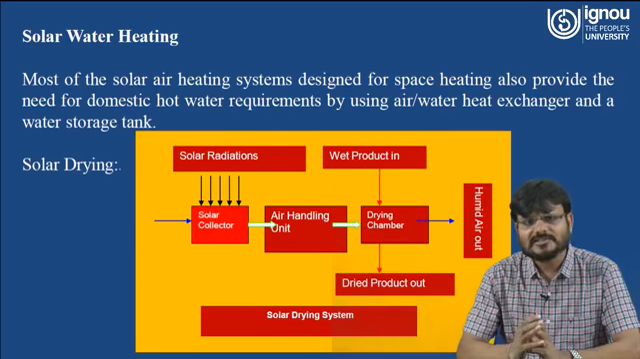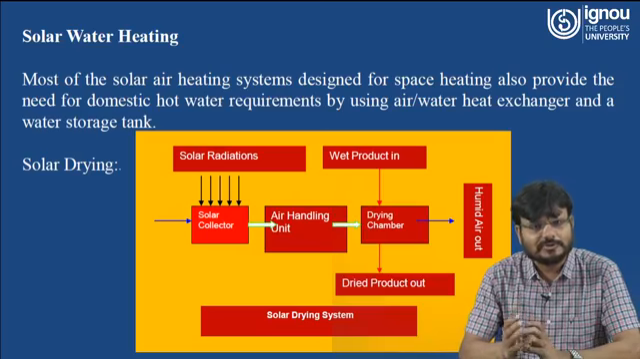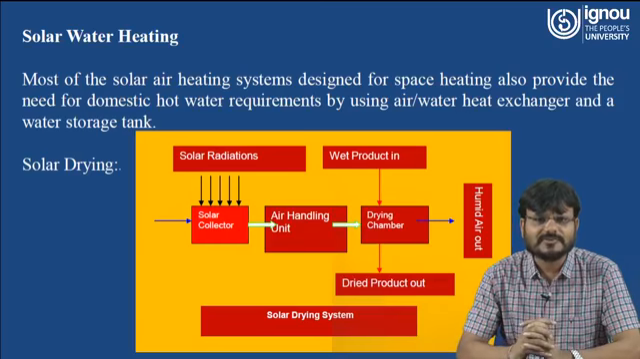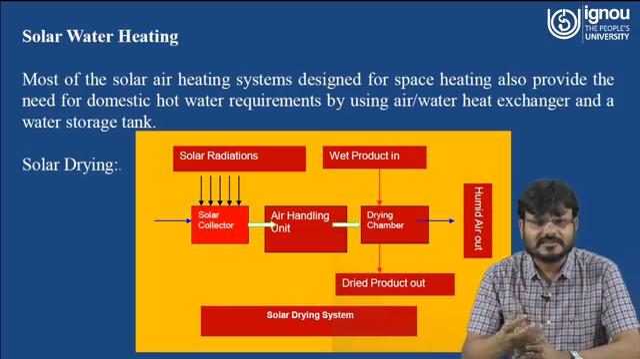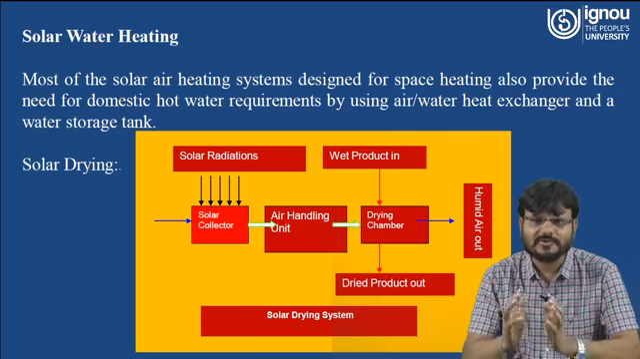The third is solar drying. As I told you, it can be used for crop drying. How it will be used, you can understand from this particular figure. Here you can see in the first block there is a solar collector. The solar radiation is incident on the top cover of the solar collector. This heat is absorbed by the solar collector, and now this heat will be transferred to the air handling unit, and the outlet of this air handling unit will work as an inlet of the drying chamber, where you will put the different crops that you want to dry.